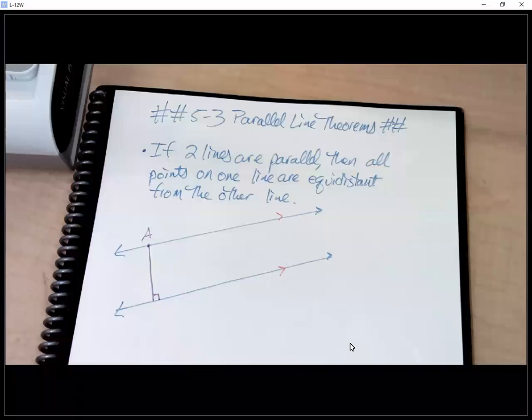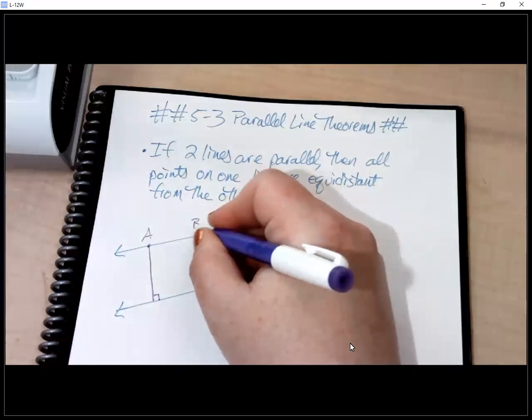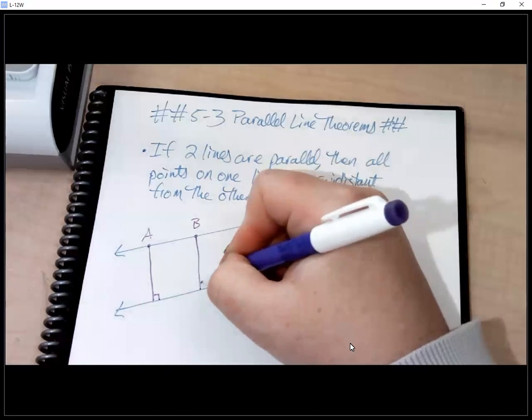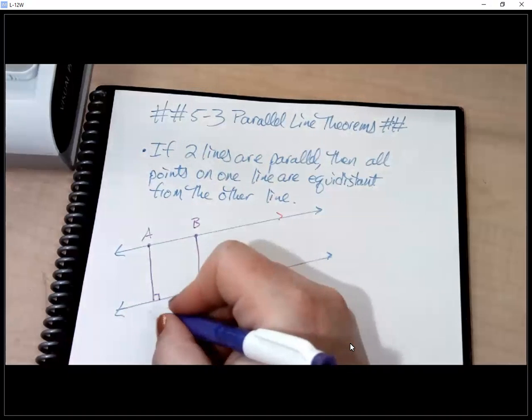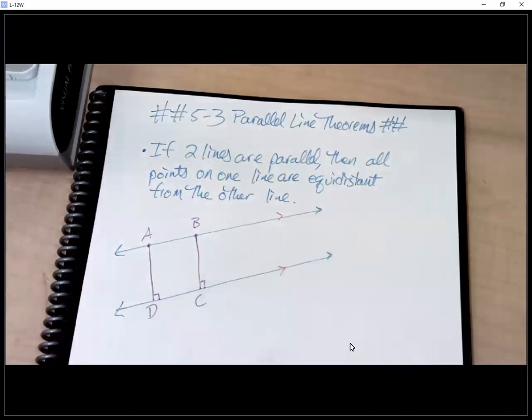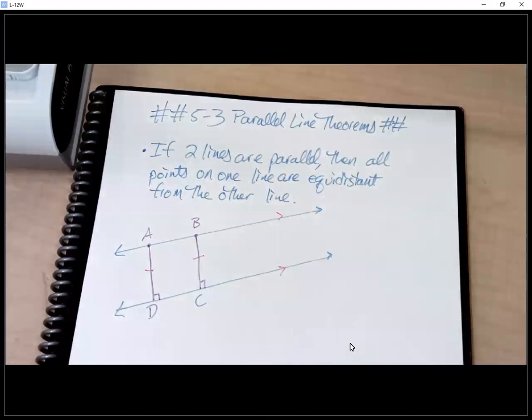So what this theorem is telling us is that you take any couple points, so I'll pick another random point, call it B. If I drop another perpendicular, this theorem tells me that these segments that I just created, I'll call them AD and BC, they have to be equal in length. Which makes sense, right? If they're going to be parallel, the distance between them, no matter where I go, as long as I'm dropping perpendiculars all the way, should be equal.